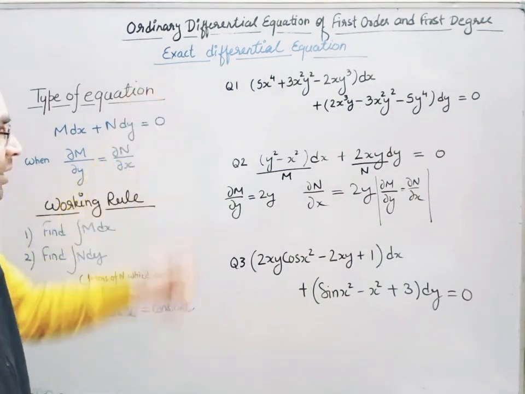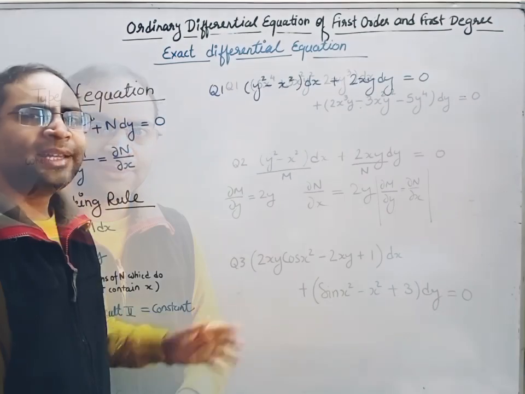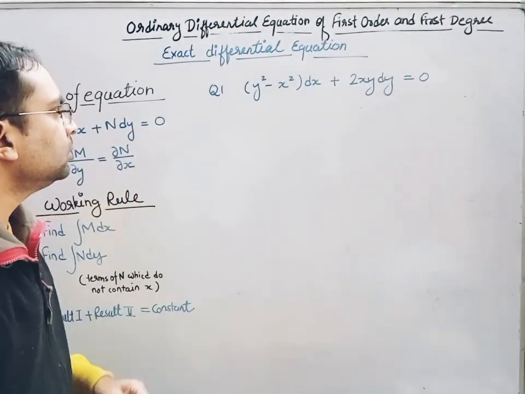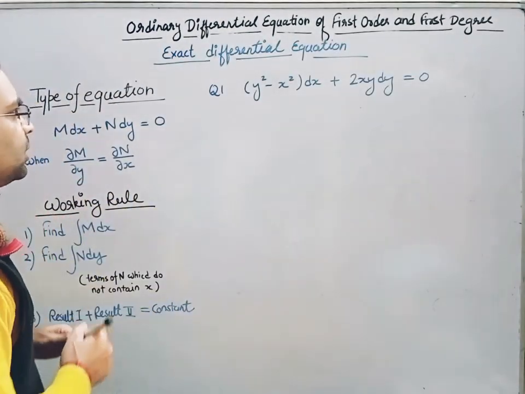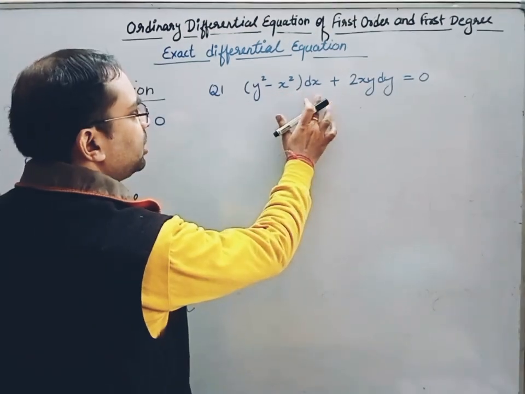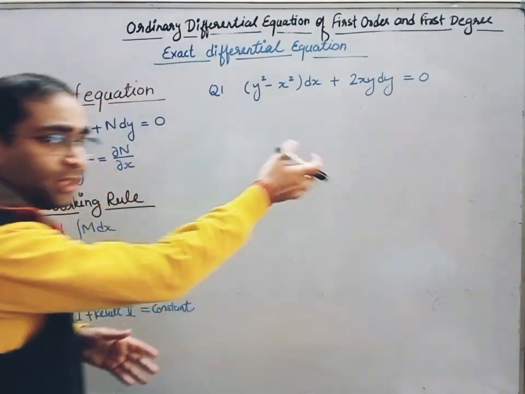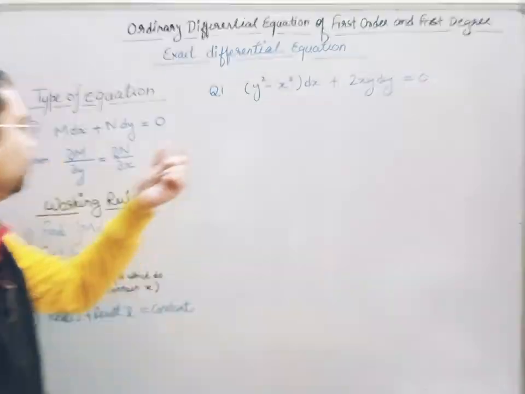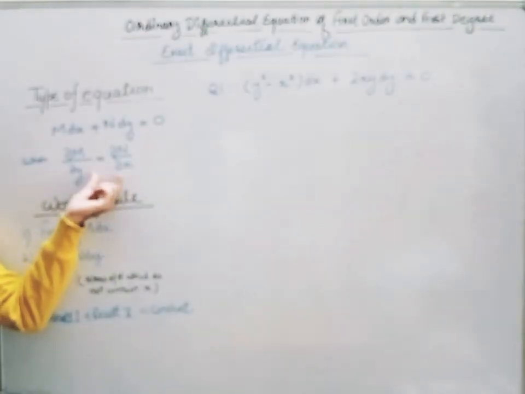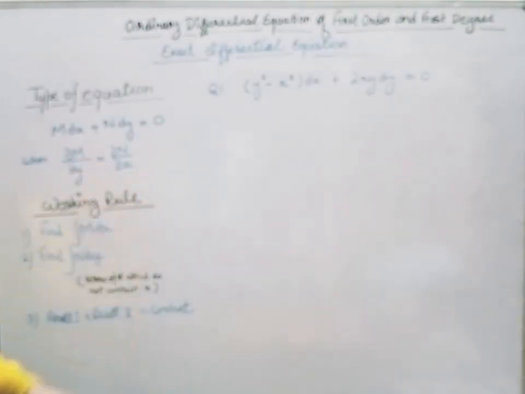So let's see these examples one after the other. Let's solve this example number 1. So here we have seen that this is in the form of M dx plus N dy, and we have just checked that this is following this condition, del M upon del y is equal to del N upon del x. Just for a revision, we'll do it once again.